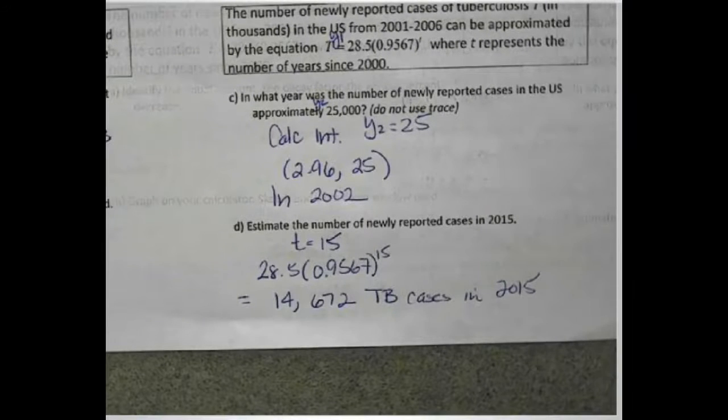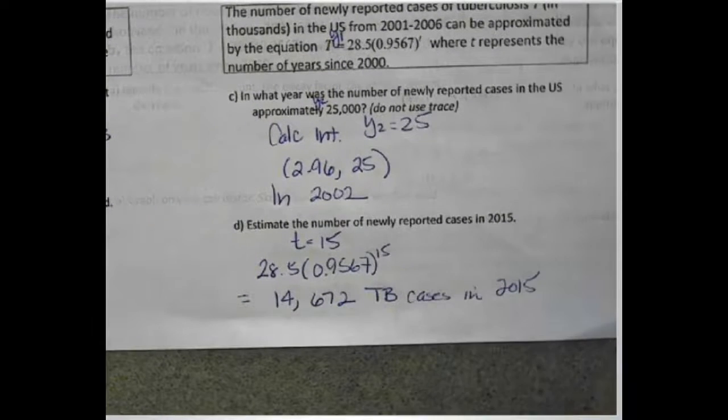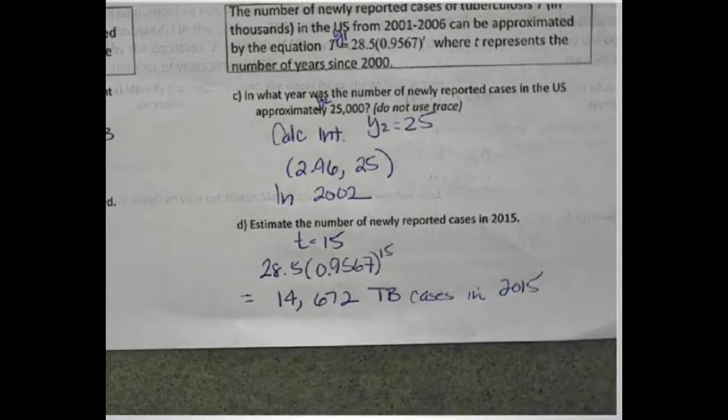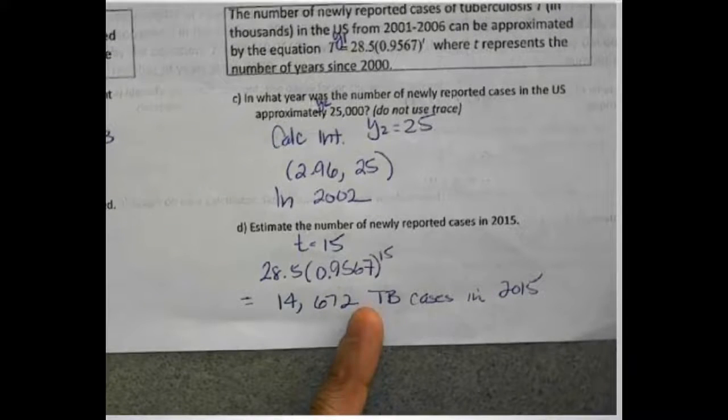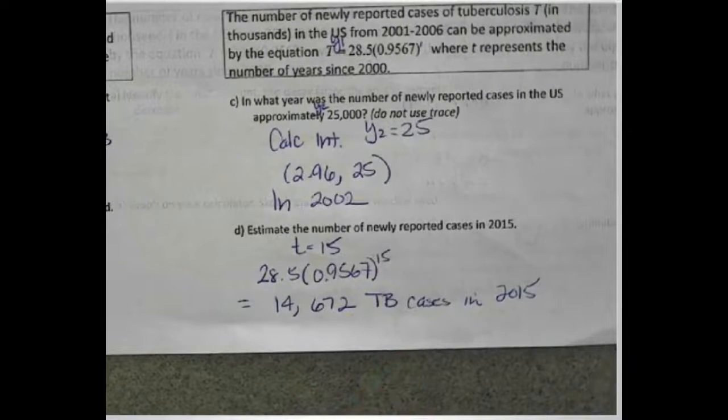And then for part D, you can do the same thing that we did for the other one, where we did calc value, and get that it would be 14,672, or you can just plug in 15 for T and simplify that. I do prefer this for myself personally because I don't really feel like I need the calc value part so much.